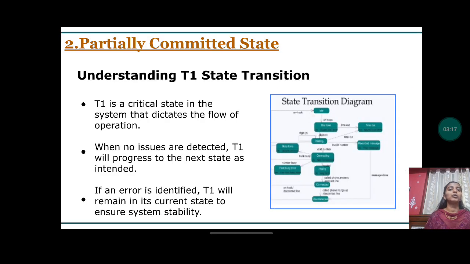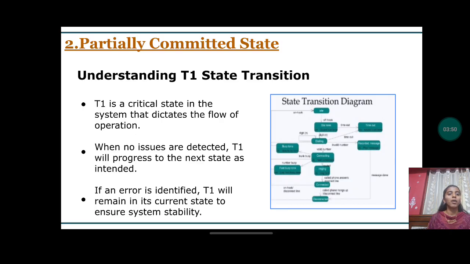Going to the second state, the partially committed state. Understanding the T1 state transition. Here, the partially committed state is a critical state in the system that dictates the flow of operation. When no issues are detected, T1 will progress to the next state as intended. If an error is identified, T1 will remain in its current state to ensure system stability. Here is the state transition diagram.